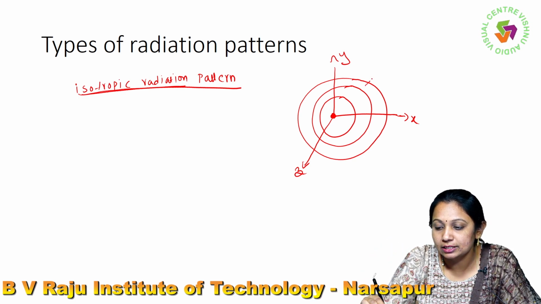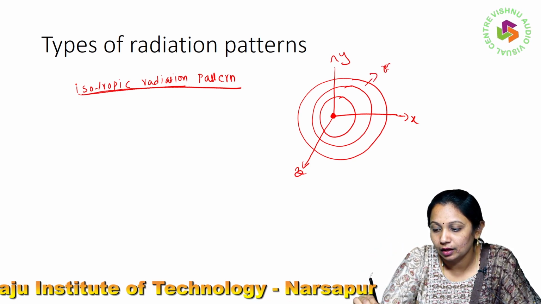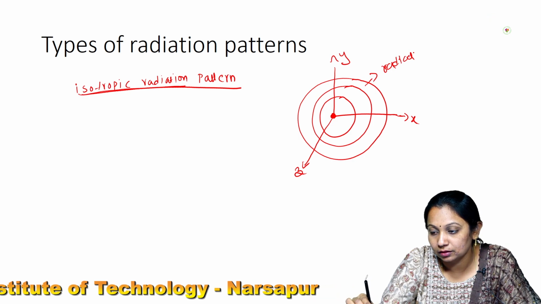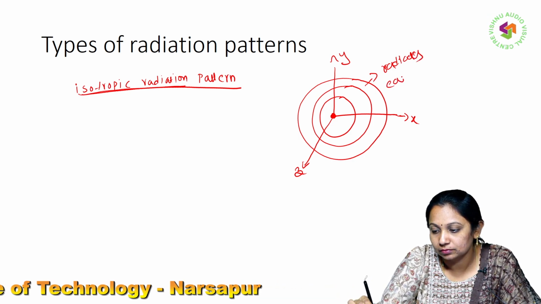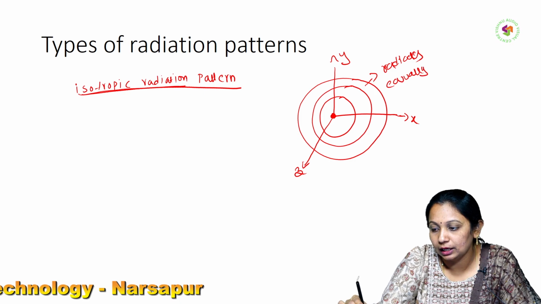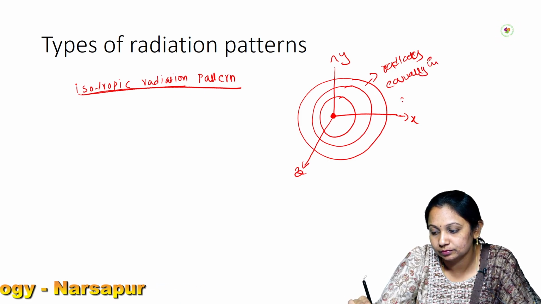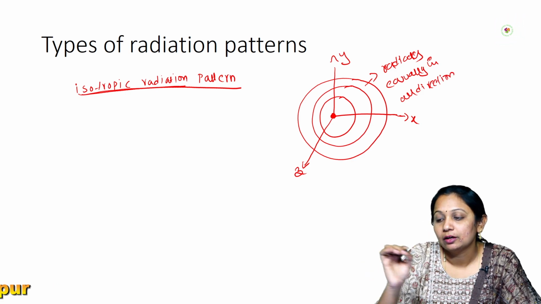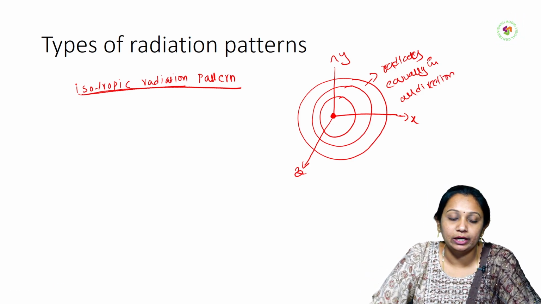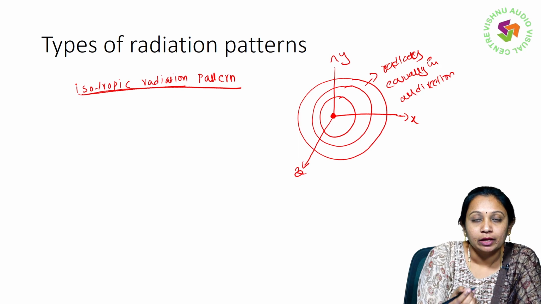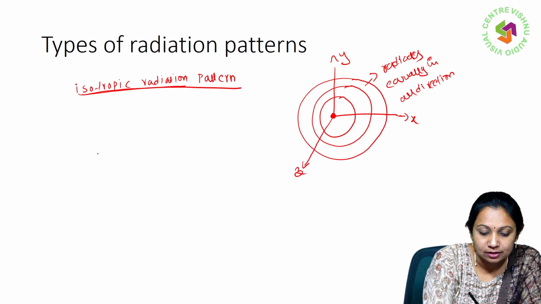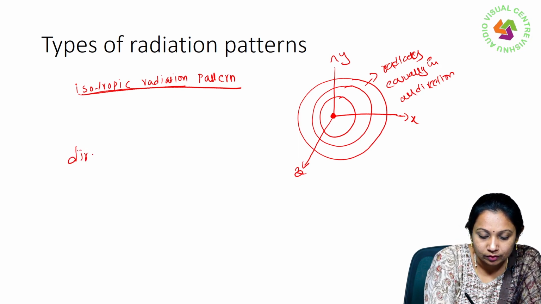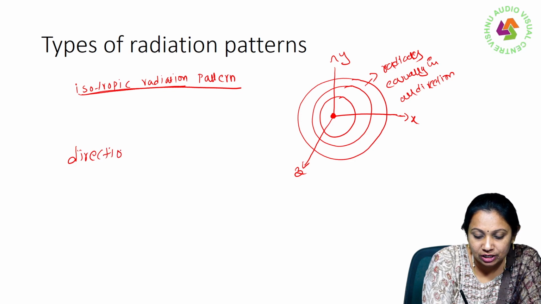That means this radiator radiates equally in all directions. The isotropic radiator radiates equally in all directions. Let us see the next type of antenna patterns, the directional patterns.